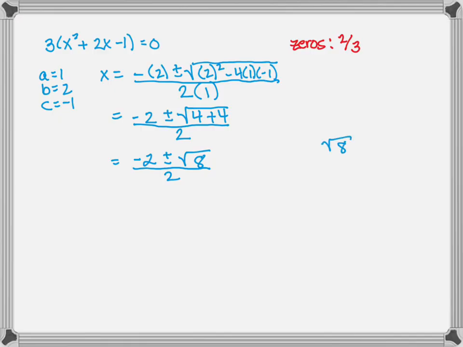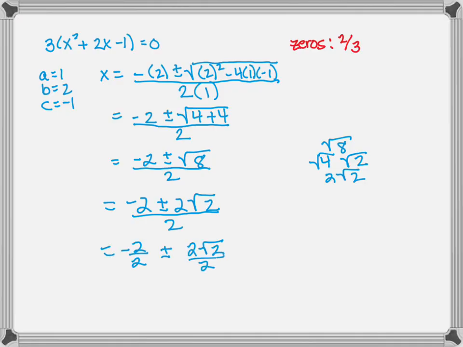Let's simplify the square root of 8. Remember, we can write that as the square root of 4 times the square root of 2. The square root of 4 is 2, so we can write this as 2 radical 2, and I'll substitute that back in to where we're simplifying from the quadratic formula. So we have -2 plus or minus 2 radical 2 over 2. To continue simplifying, I'll break this into 2 fractions. So I have -2 over 2 plus or minus 2 radical 2 over 2.